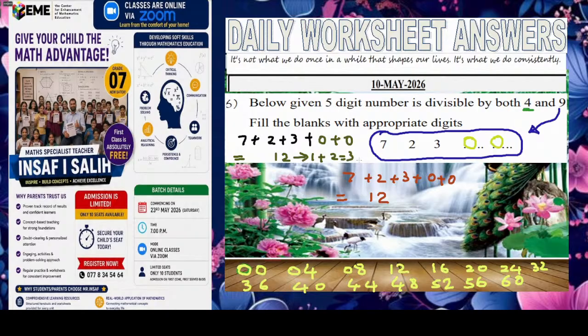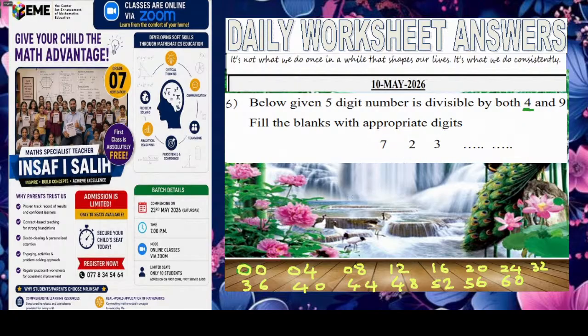So here, though 72,300 is divisible by 4, it is not divisible by 9. Therefore, putting 2 zeros at the end is not the correct way to fill the blanks. Shall we put the next multiple of 4? The next option, since they have said the number is divisible by 4, let's put 04 at the end.